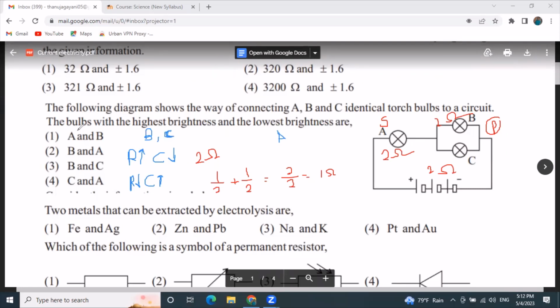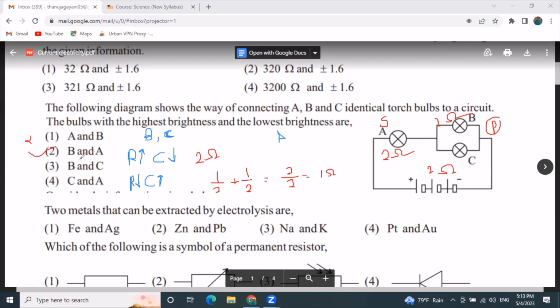First answer A. A means the bulb with highest brightness. No, it's cross. Bulb B. B means the bulb with highest brightness. No, it's wrong. Bulb B and A. Bulb B means here the resistance is low, then the brightness is high. Okay, correct. And the second one, A. At A, the resistance is high, so the current flowing through the conductor is low, then the brightness is low. So it's correct. Correct answer is the second one.